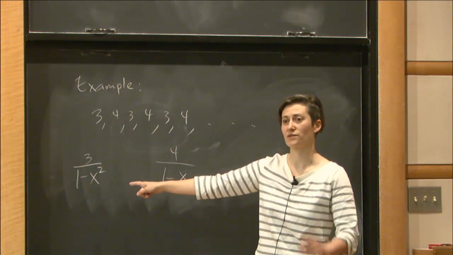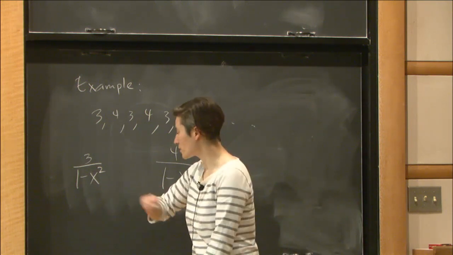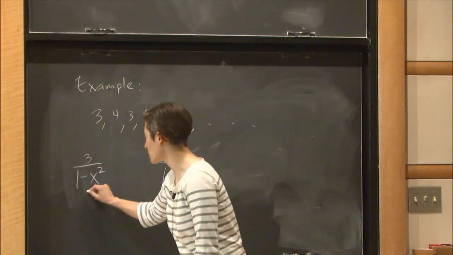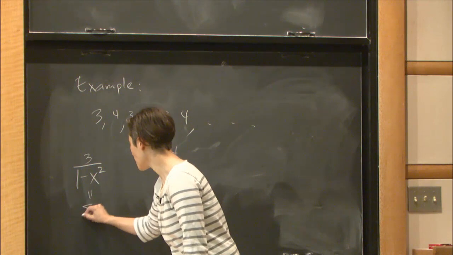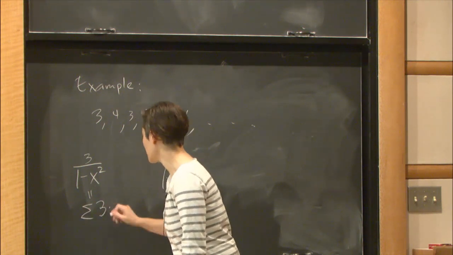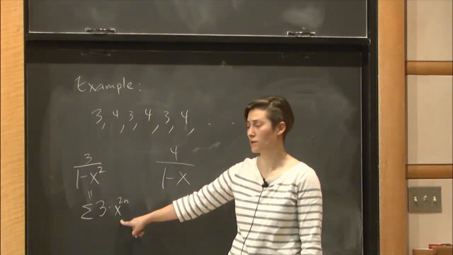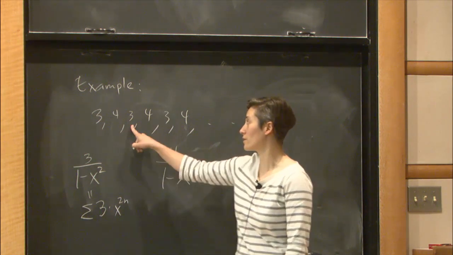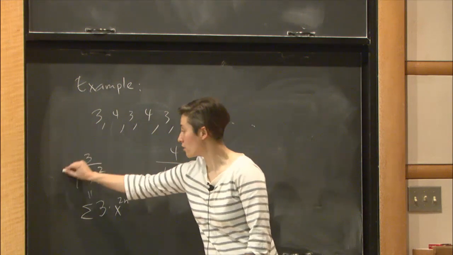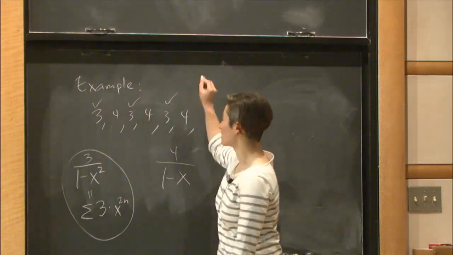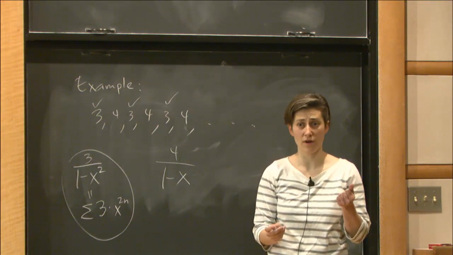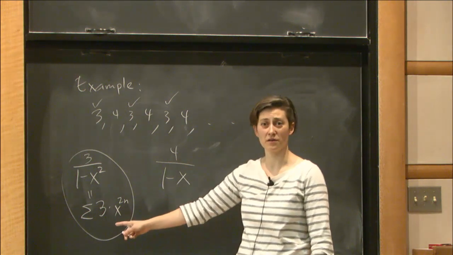3 over (1 minus x) squared. Well, now here what happens is this becomes the sum of 3 times x to the 2n. In other words, it's only got the even exponents, x to the 0, x squared, and so on. So actually now, this gives me those 3's. Does everybody understand that? You see why putting in the square did a good thing there?